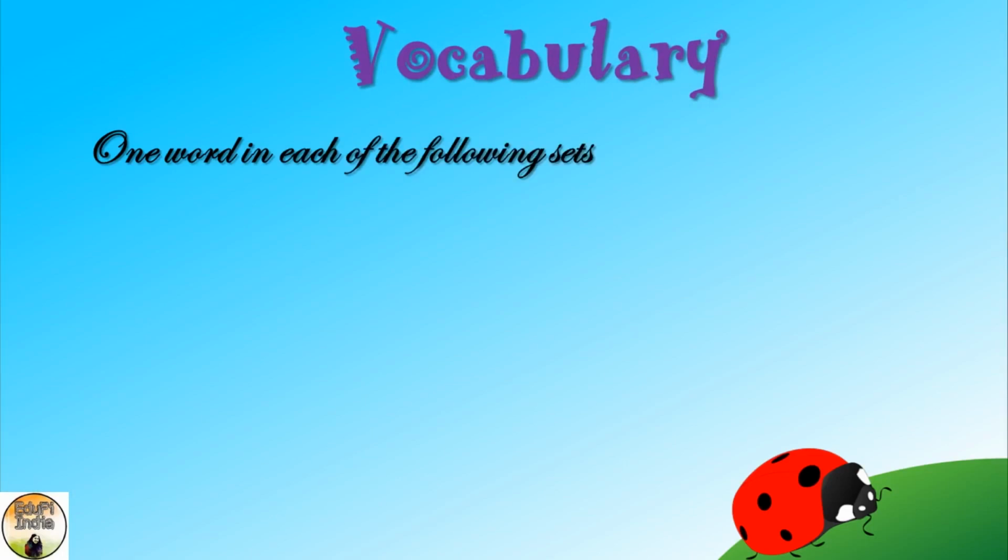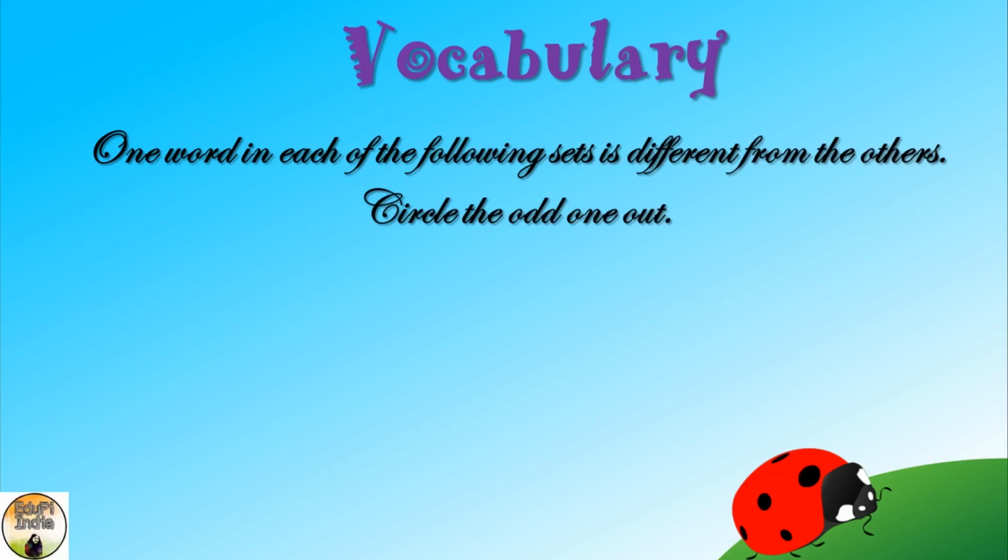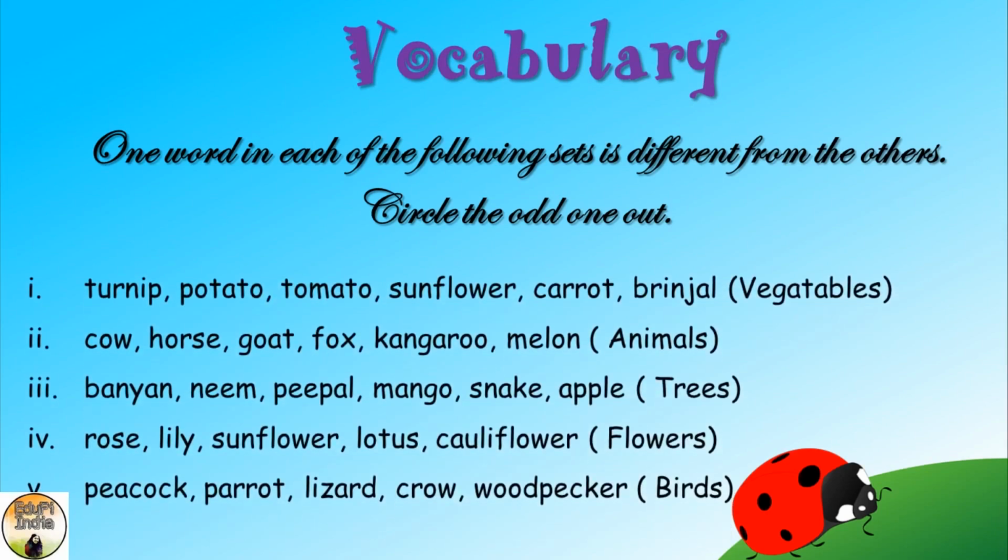One word in each of the following sets is different from the others. Circle the odd one out. Now you will find one thing that is different from others that form a group or set, and clue is already given in the bracket. So let's see the first one.